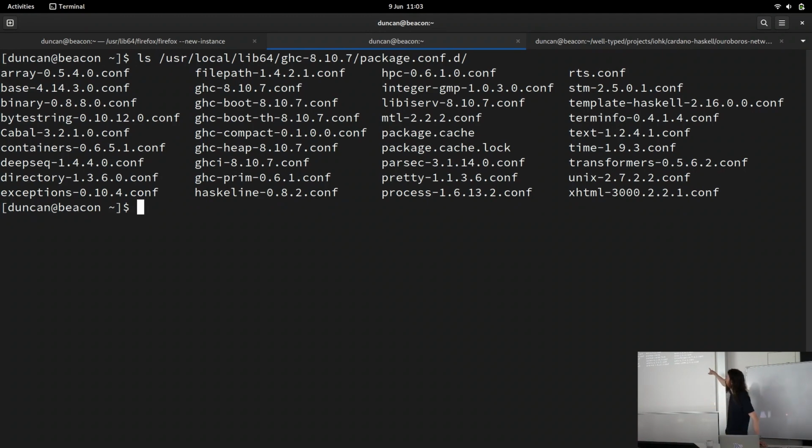So this contains all these conf files, those are all the human readable files, and there's the package.cache. And if you call ghc-pkg recache, it will read all the text files and write the package cache file.